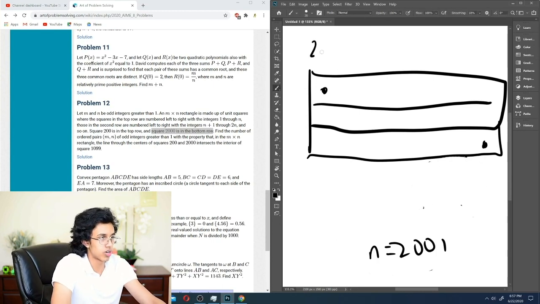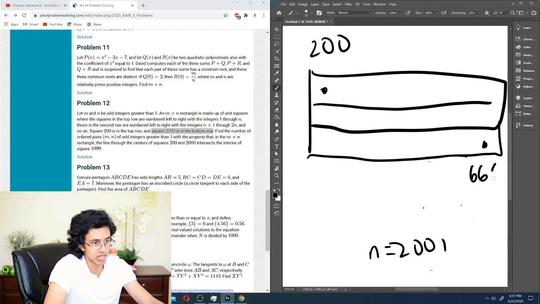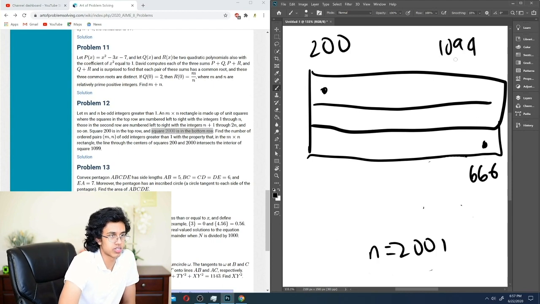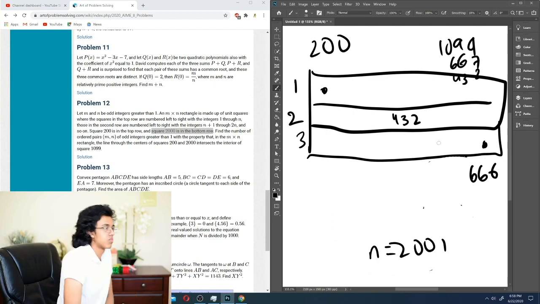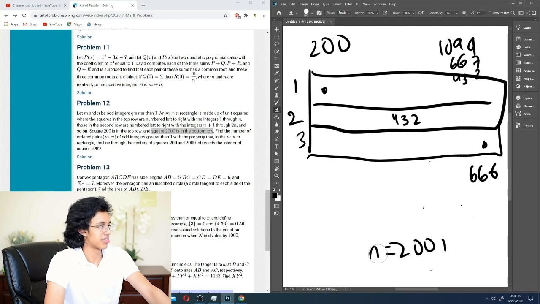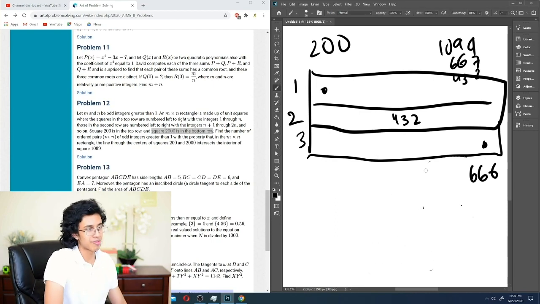Then this guy's at 200. This guy is at 666. Then 1099 minus 667 is what? 432. So its y coordinate is 2. So we gotta check whether the unit square. Wait, hold up. What? No. Oh wait, n equals 2001 doesn't work because m has to be greater than 1, so that doesn't work. Okay, so I guess we're at square 1 again.